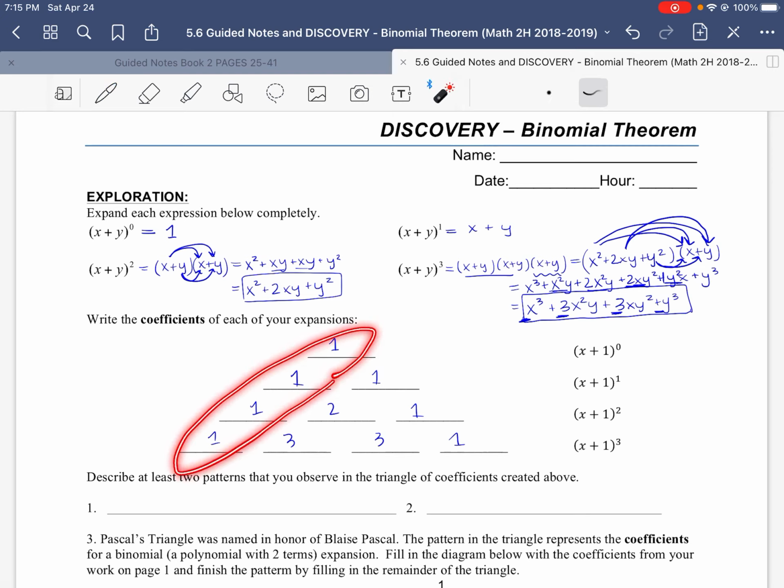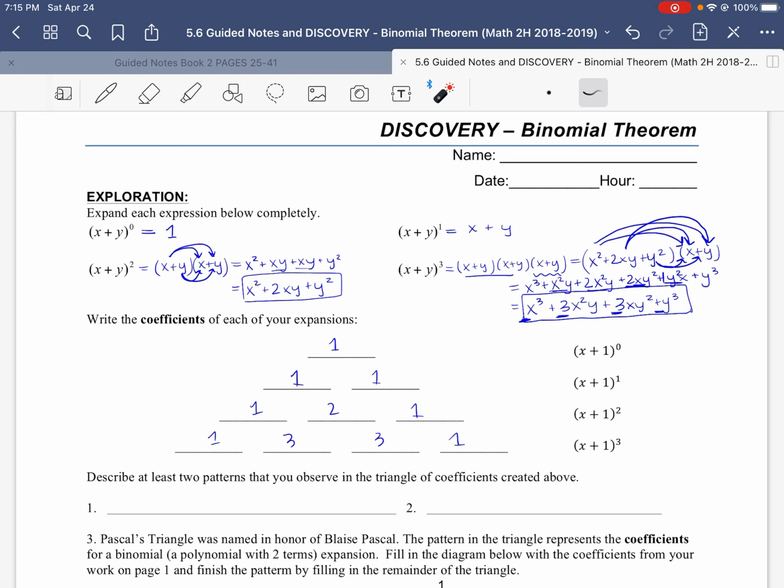First of all, there are always ones leading the coefficients, and there are ones as the last coefficient. So that's something maybe you noticed. Another one is that it's going 1, 2, 3 down this second diagonal. It also does the same thing going this way on the diagonal.